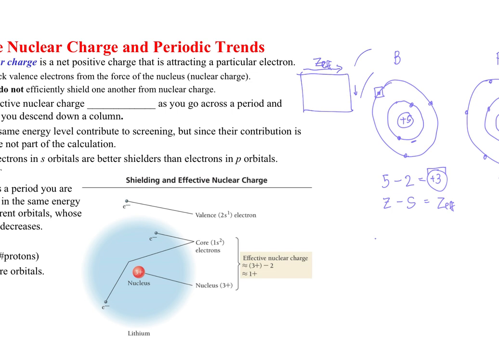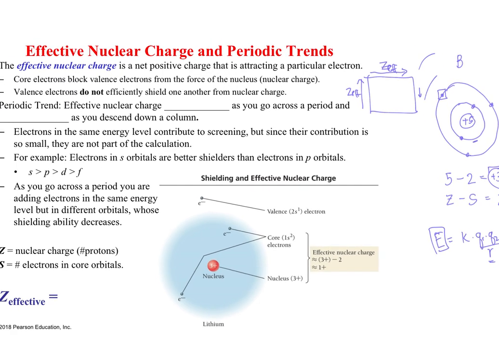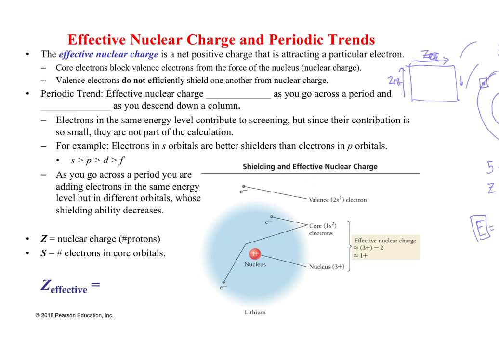So if we think about Coulomb's law, right, the energy or the force is equal to the 2 charges divided by the radius. So the further out we get, the bigger the radius, the smaller the energy. So we actually see effective nuclear charge increases as you go to the right. So it increases as you go across the period, and we get decreasing as we go down. And that's just because we're getting further down a column, we're getting further away from the nucleus.